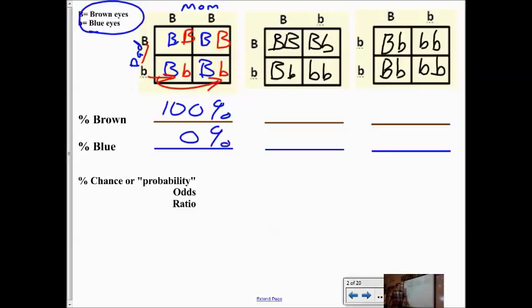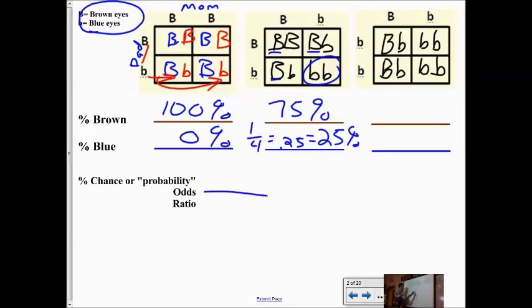So let's move on to this one then. Out of the 4, how many have brown eyes here? 75%. Well, that's got a dominant allele. The dominant always wins, so that's 75%. How many have blue eyes? Well, that would have to be the remaining. 1 out of 4. 1 divided by 4 is 0.25 equals 25%. Okay? Now that's fine for probability or chance.